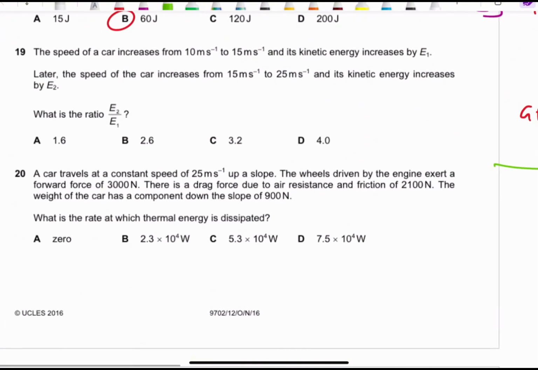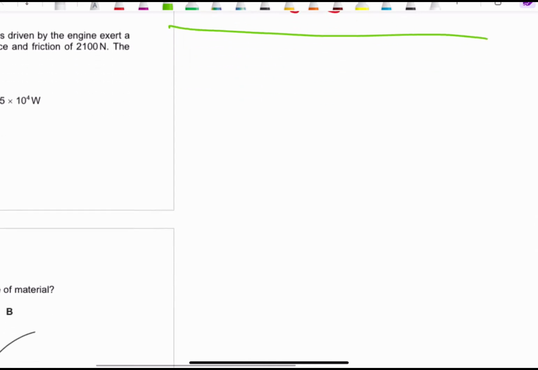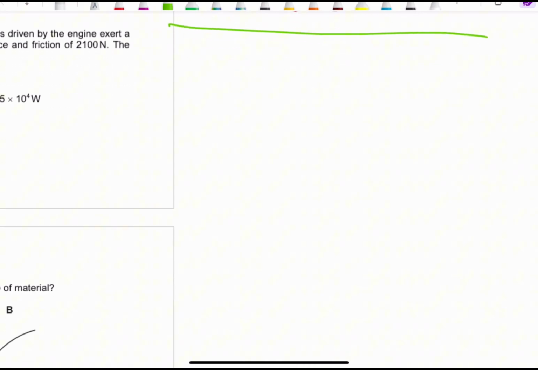The speed of a car increases from 10 to 15, and its kinetic energy increases by E1. Later, the speed of the car increases from 15 to 25, and its kinetic energy increases by E2. What is the ratio of E2 over E1? Let's use numbers, guys. Make up a mass, right? Let's say the mass of this car is 1,000. In the beginning, it's 1/2 mv squared, that's your EK, right?